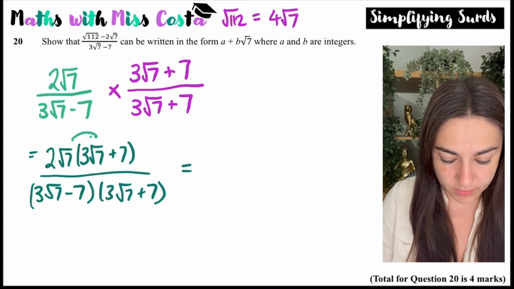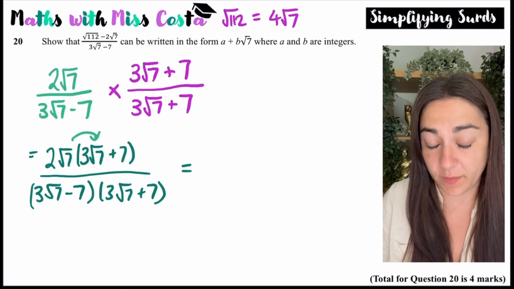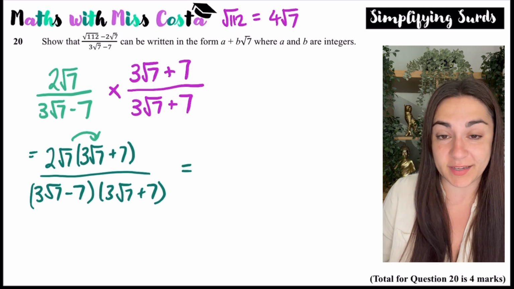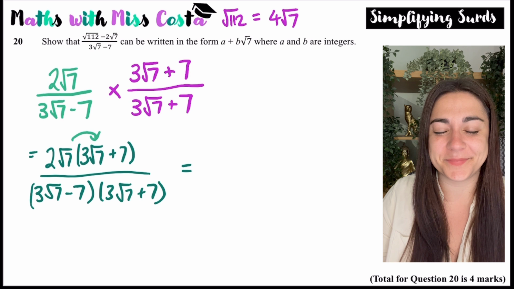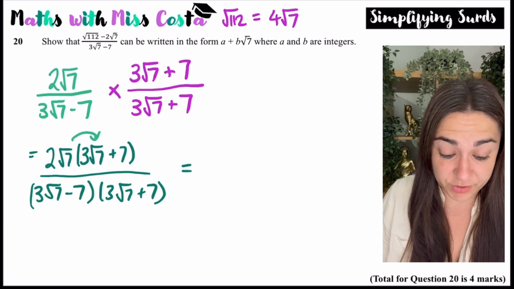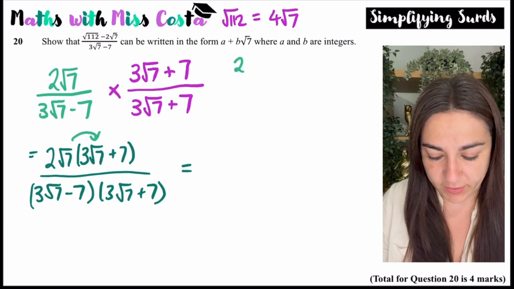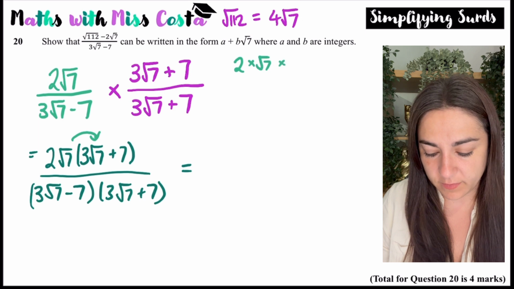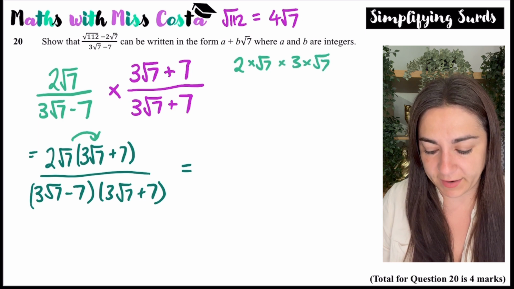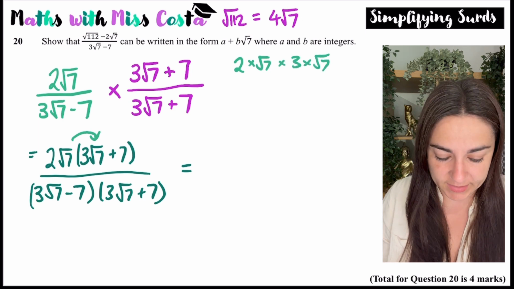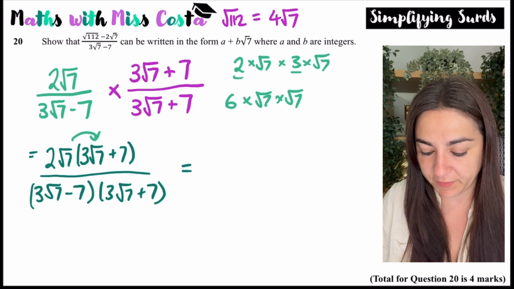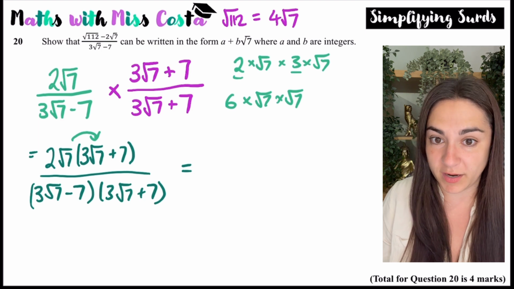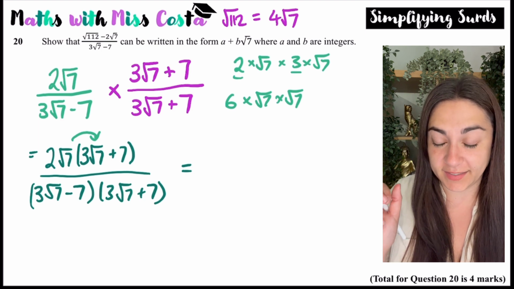So 2 root 7 times, so you can, and I would recommend, especially if surds aren't your, what's the word? Forte, just do loads of working for it. So you've got 2 root 7 times 3 root 7. You can split it up like that. So we're multiplying 2 root 7 times 3 root 7. 2 times 3 is 6. And then you've got root 7 times root 7. And whenever you've got a surd multiplied by itself, it like unsurds itself.